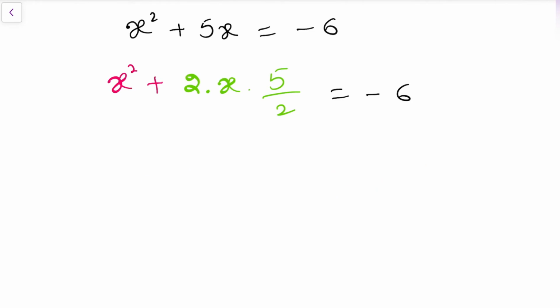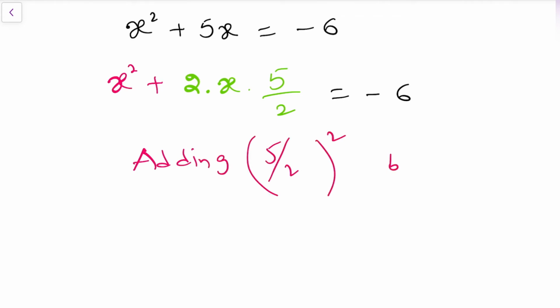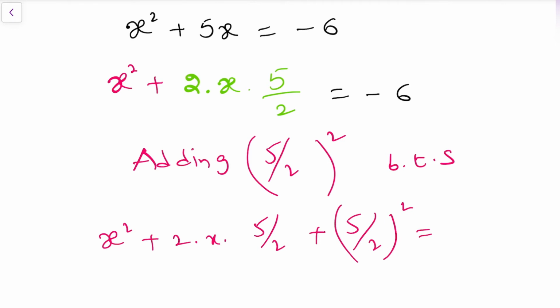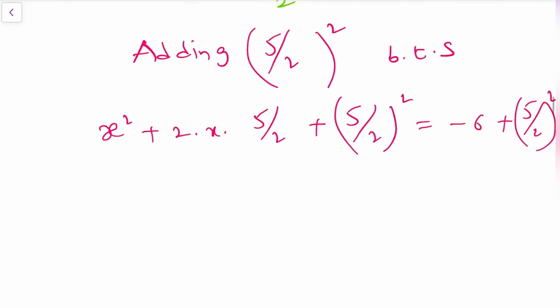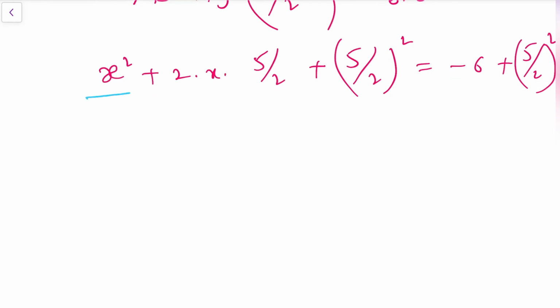So what I will do is add (5/2)² on both sides. So what will it become then? x² + 2 into x into 5/2 + (5/2)² equals −6 + (5/2)². Okay, now if we observe the left side clearly, x² + 2 into x into 5/2 + (5/2)², it is in the form of a² + 2ab + b², nothing but (a + b)².